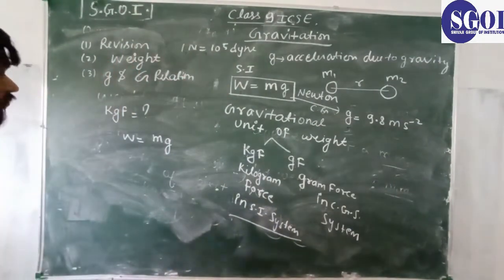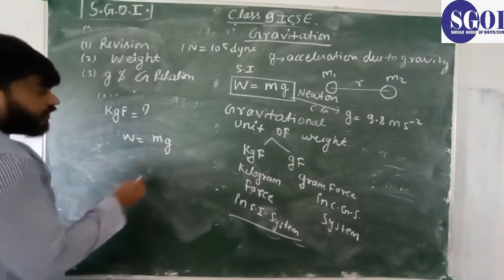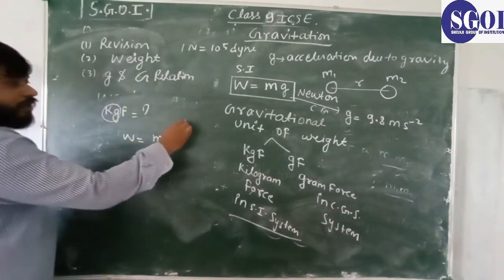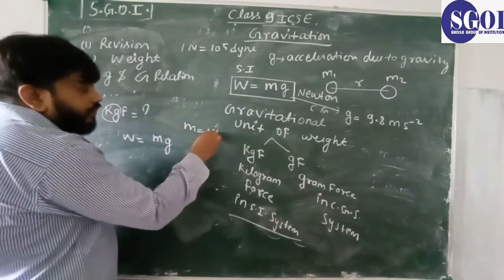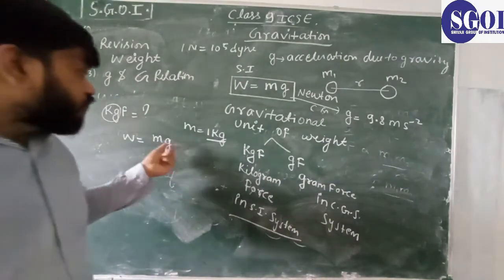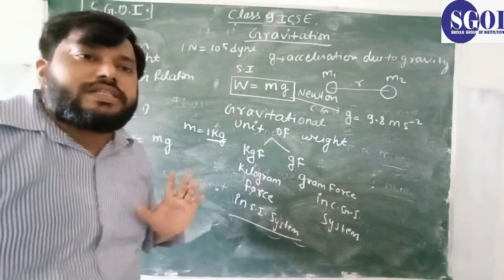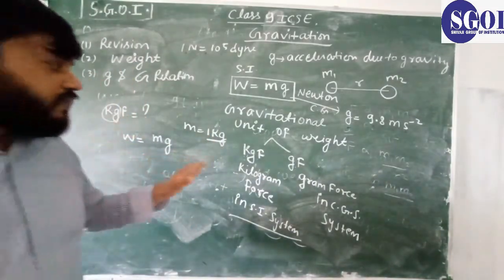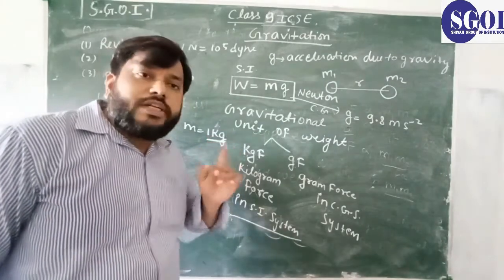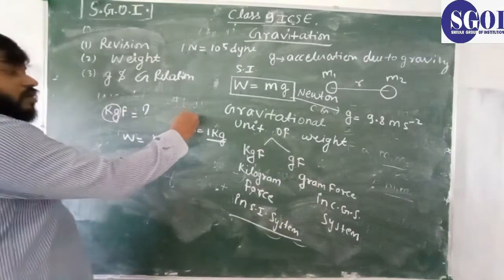So when we talk about weight W equal to mg, this is kgf. If the mass of the object is 1 kg, then the force applied by the earth is called 1 kgf. The definition of 1 kgf: the force applied by the earth on an object of mass 1 kg is called 1 kgf.